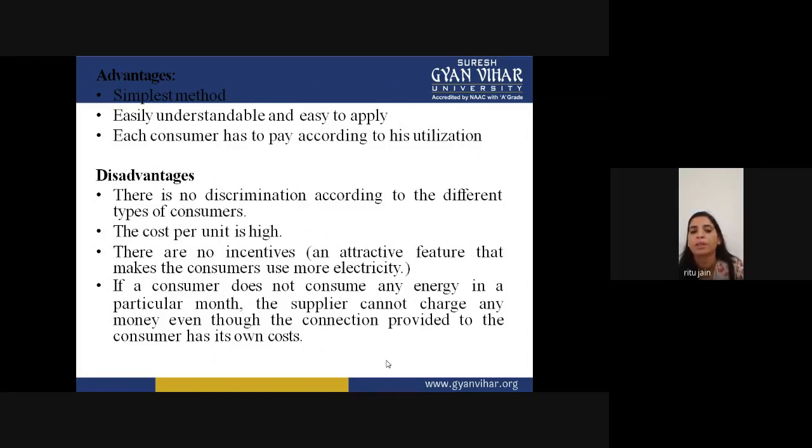So, what are the disadvantages? Disadvantages of this tariff is there is no discrimination according to the different types of consumers. The cost per unit is higher. There are no incentives and it makes the consumer use more electricity. If a consumer does not consume any electricity in a particular month, the supplier cannot charge any money even though the connection provided to the consumer has its own cost. So these are the disadvantages.